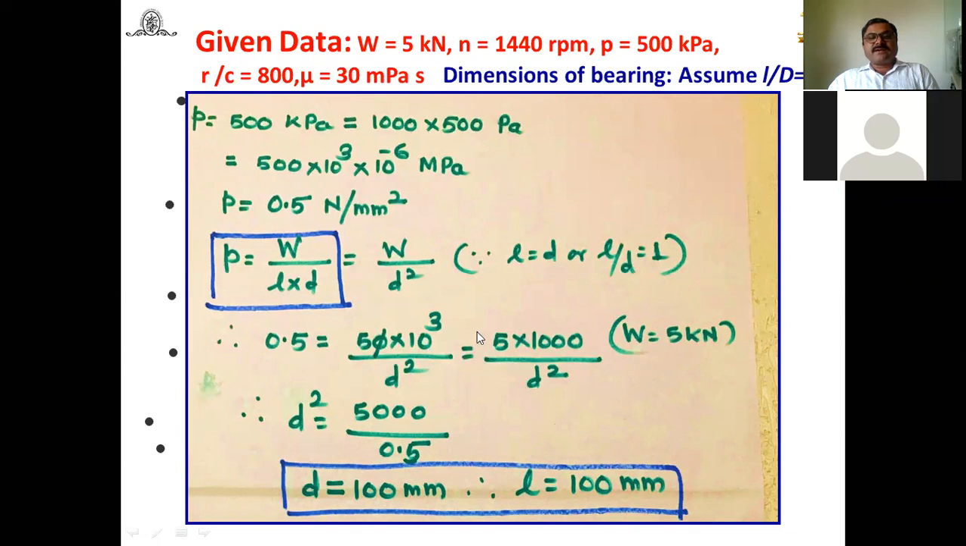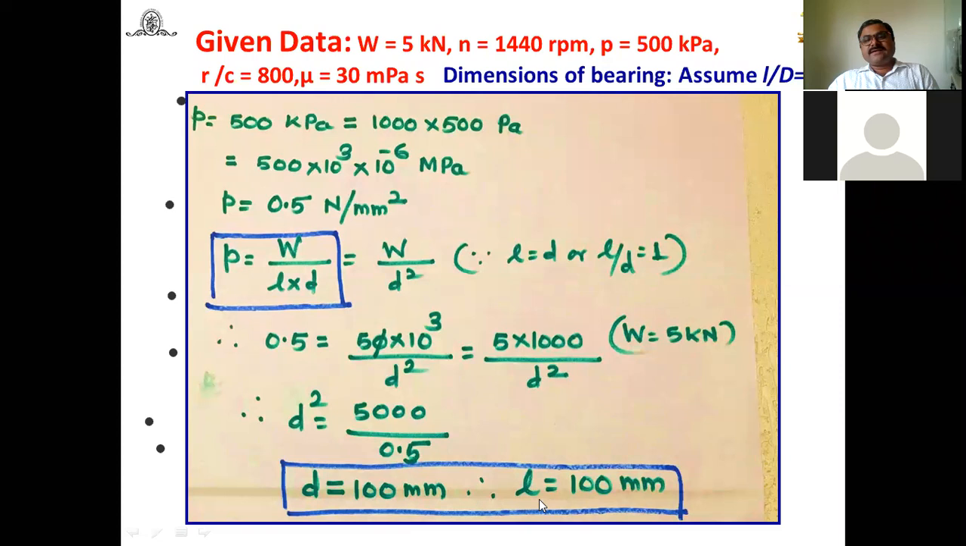So 5 into 10 raised to 3 upon D square, so you will get D square. The D square is equal to how much you will get? 100. The L is equal to 100. Why? Because L by D is equal to 1. That means by assuming L by D is equal to 1, we tried to calculate here. L is equal to 100, the dimensions of the bearing.